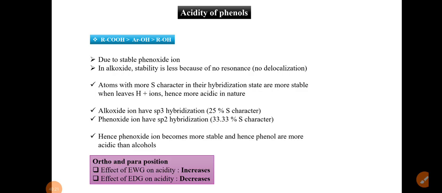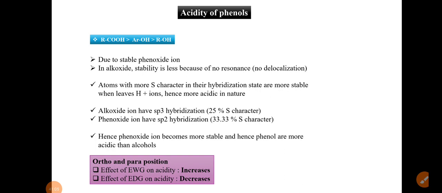Why? Because comparatively phenoxide ions are more stable. Phenoxide ions are more stable than your alkoxide ion, whatever the ions forming in aliphatic alcohols. So in the first point, due to the stable phenoxide ion, phenols are more acidic than your alcohols. In alkoxide, stability is less because there is no resonance. Why? Because in your alkoxide ion there is no resonance and no delocalization of electrons. So that's why your phenols are more acidic.